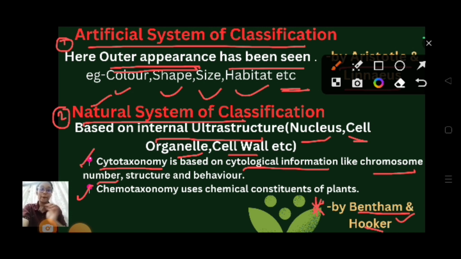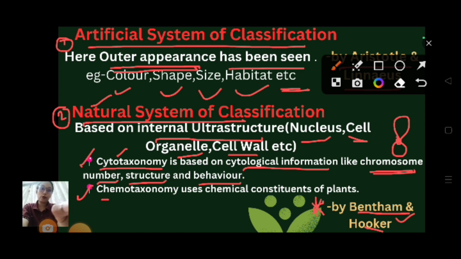And where is the nucleus present? Inside the cells. So in case of cytotaxonomy, you have to consider the chromosome number, their structure and behavior. Only the chromosomes are considered. What is the structure of it? How many chromosomes are there? The behavior also, their functions, in case of cytotaxonomy.